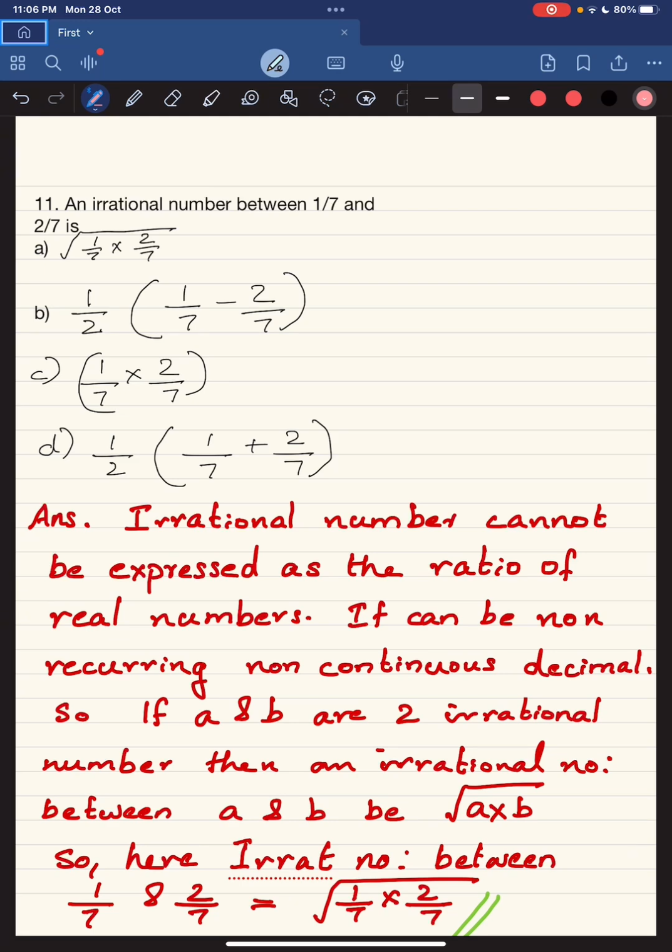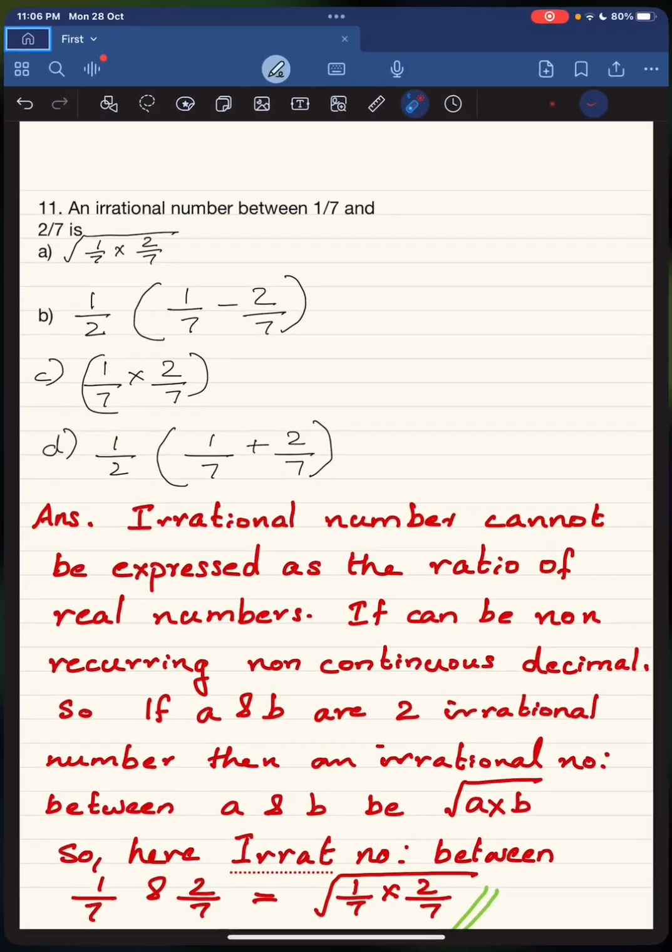Next question is, an irrational number between 1/7 and 2/7 is what? Okay, we have to find an irrational number between 1/7 and 2/7.